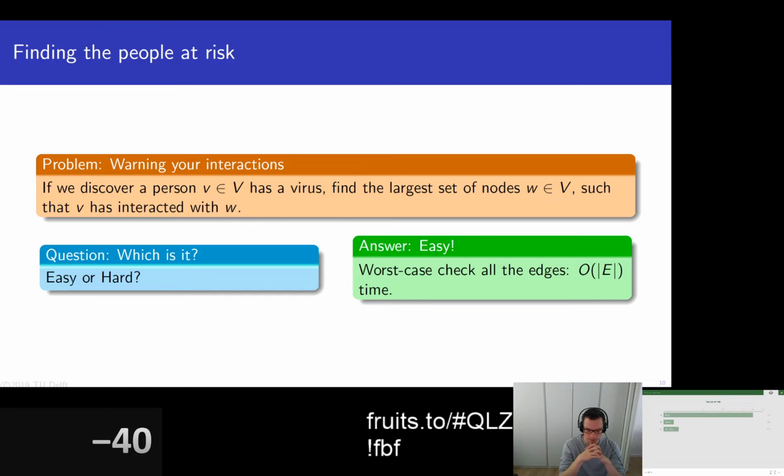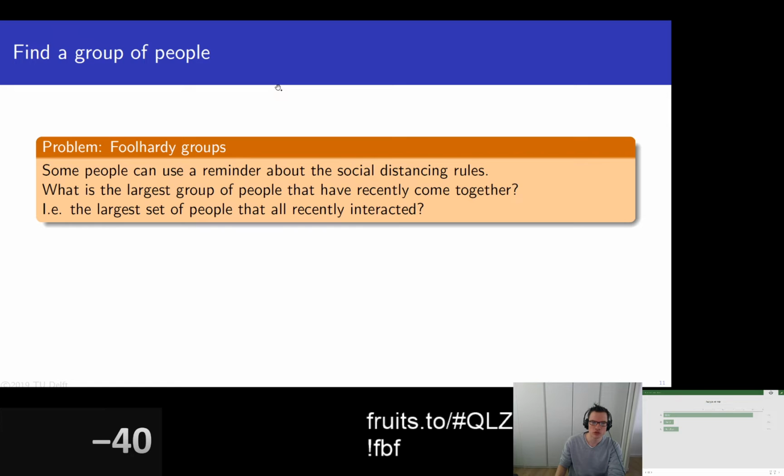Okay. Now let me change this slightly. Instead of knowing that when one person has been infected, I want to know the largest set of nodes connected to that one person, I now want to find the largest group that has been together recently, right? Social distancing is very important nowadays, but still there might be some people that have decided to all come together in a large group. This is something we want to avoid. So we want to find out what is the largest group that recently came together.